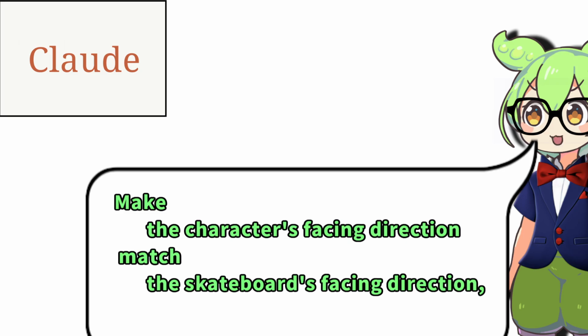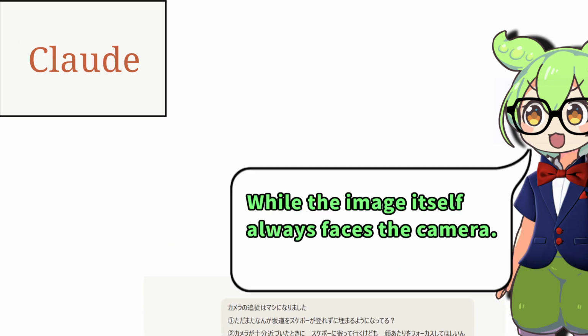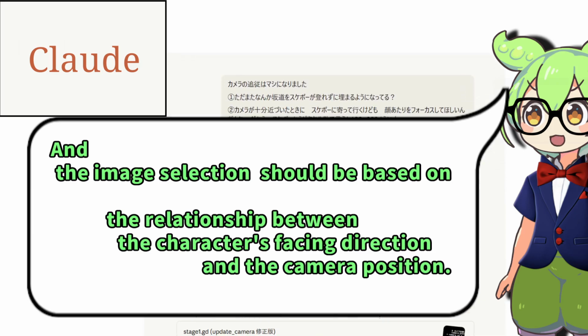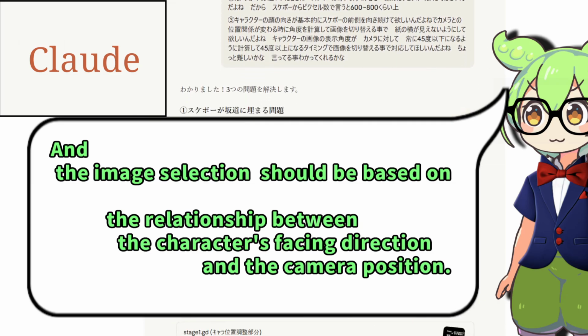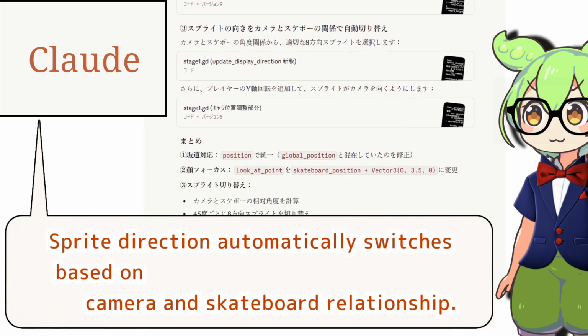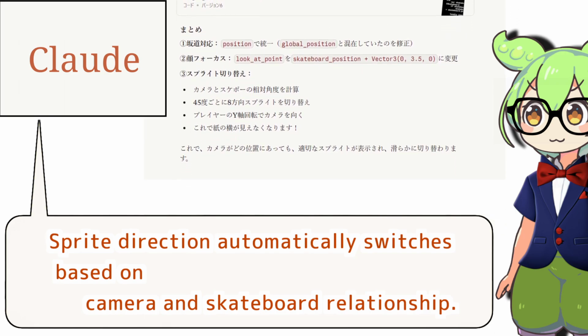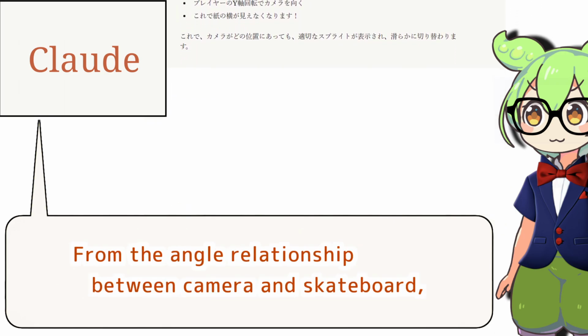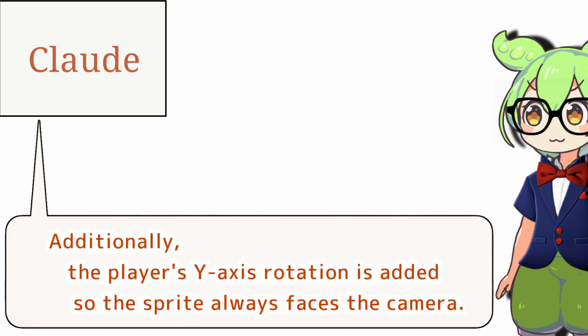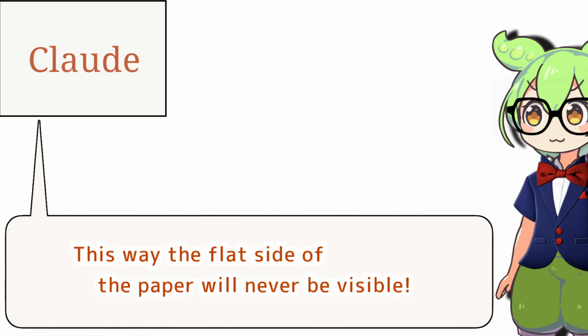Not quite. Make the character's facing direction match the skateboard's facing direction, while the image itself always faces the camera. And the image selection should be based on the relationship between the character's facing direction and the camera position. Does that make sense? Sprite direction automatically switches based on camera and skateboard relationship. From the angle relationship between camera and skateboard, the appropriate 8-directional sprite is selected. Additionally, the player's y-axis rotation is added so the sprite always faces the camera. This way, the flat side of the paper will never be visible.